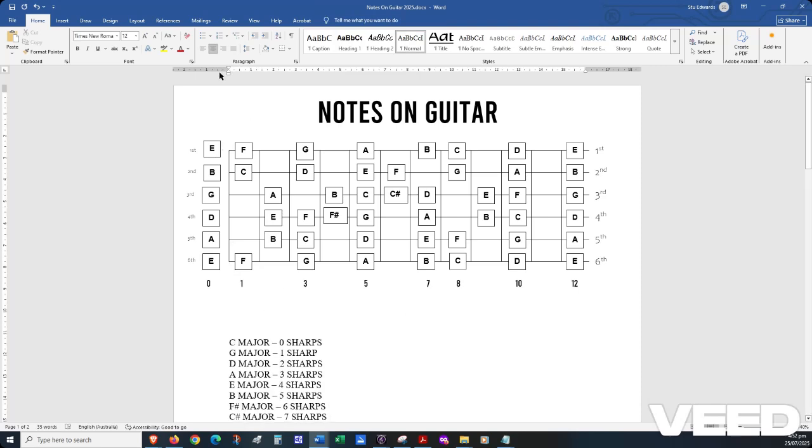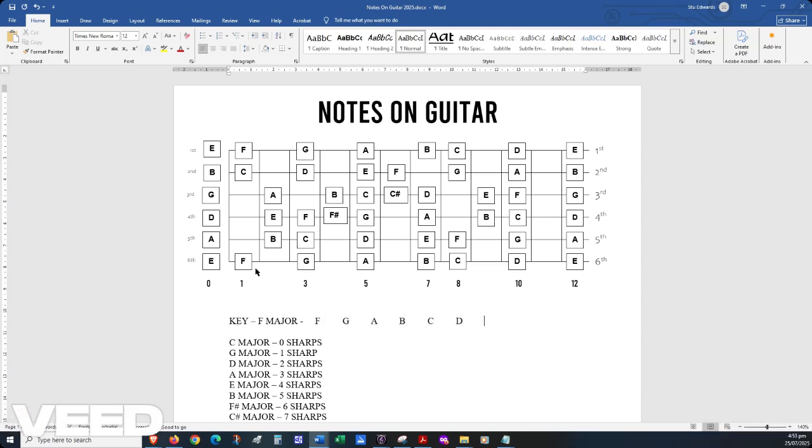And we're going to do it 2 ways. We're going to do it on the guitar neck, and then we're going to do it on the musical alphabet. So the key of F major, remembering our first step is to write out the musical alphabet. F, G, A, B, C, D, E, F.